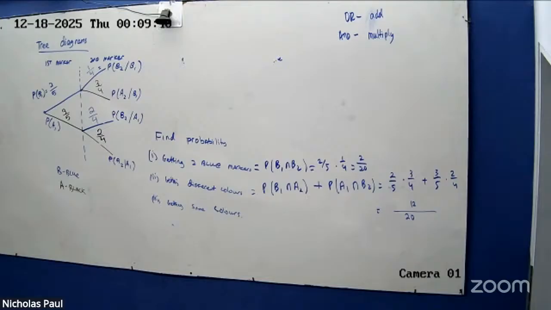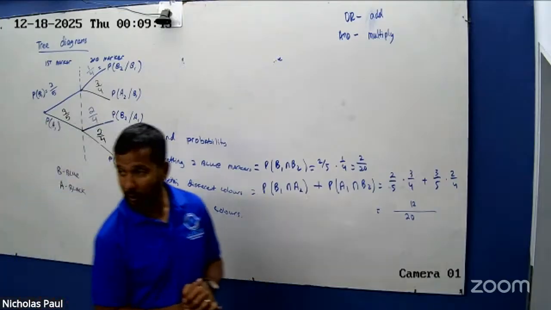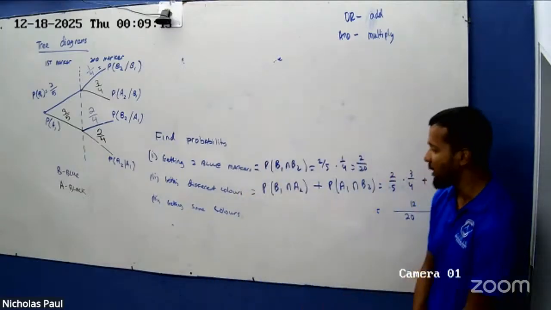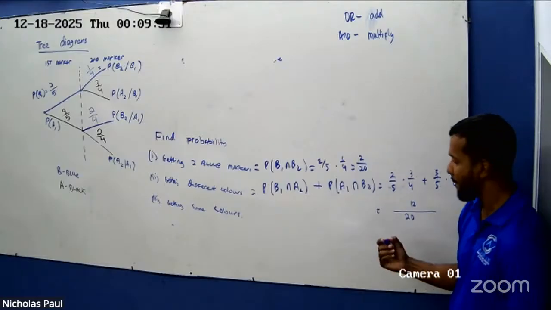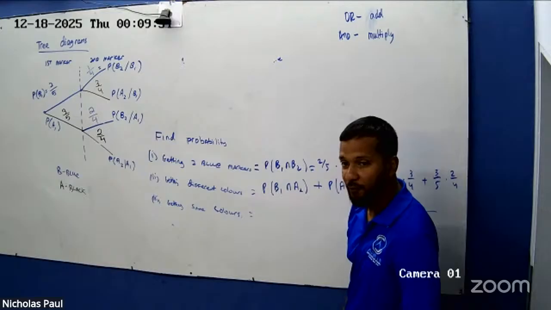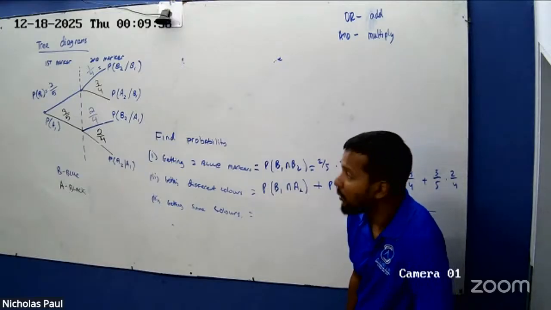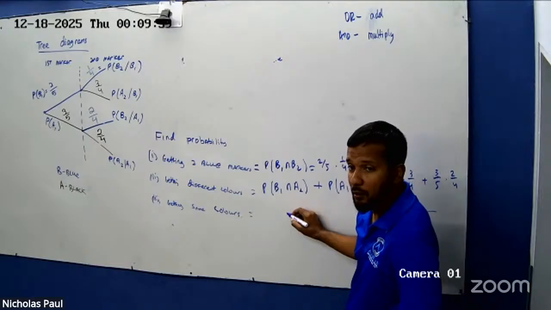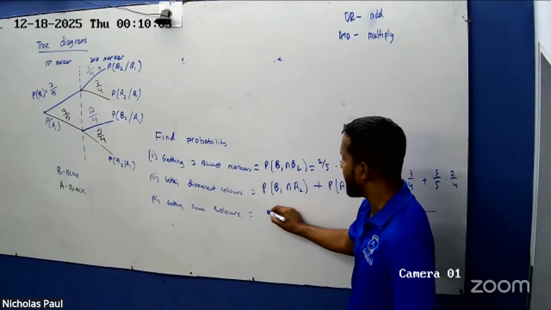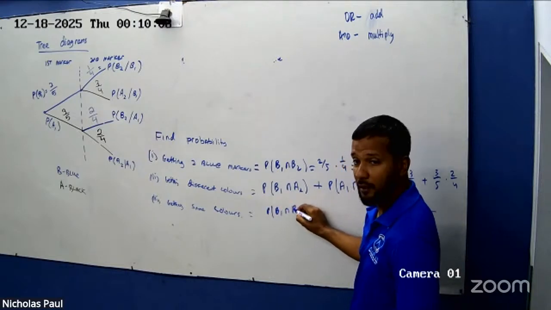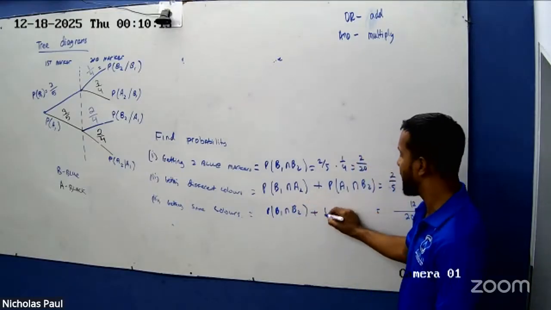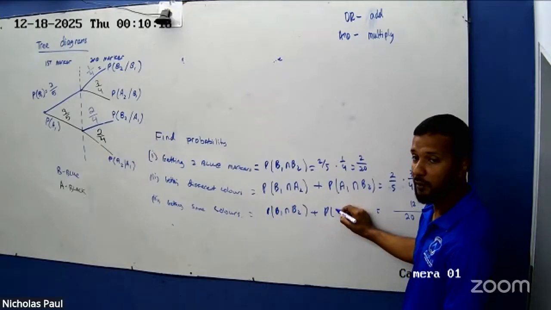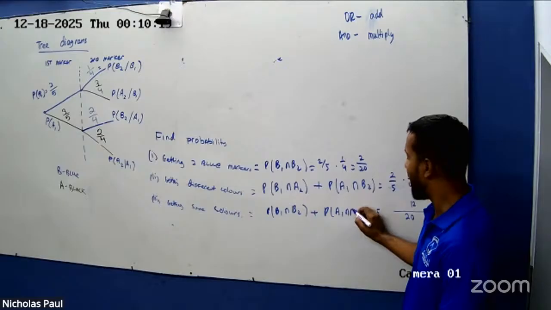Right, two black, same colors. Same colors, what to do? They must be the same colors. Right, so it will be the probability of B1 and B2 plus the probability of A1 and A2.